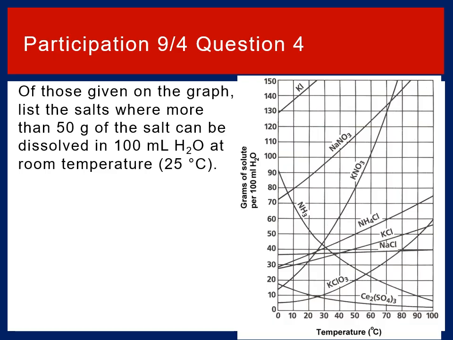Of those given on the graph, list the salts where more than 50 grams of the salt can be dissolved in 100 milliliters of water at room temperature, which is about 25 degrees Celsius. The graph is the one on the right here. This is the fourth question on participation 9-4, due Friday, September 4th at 11:59 p.m.